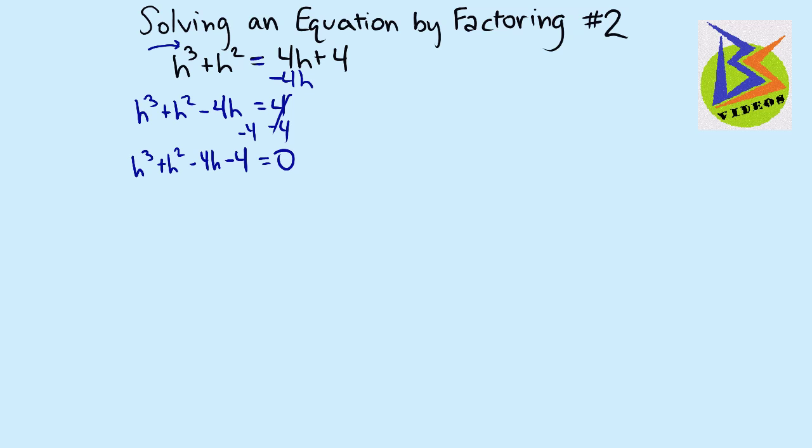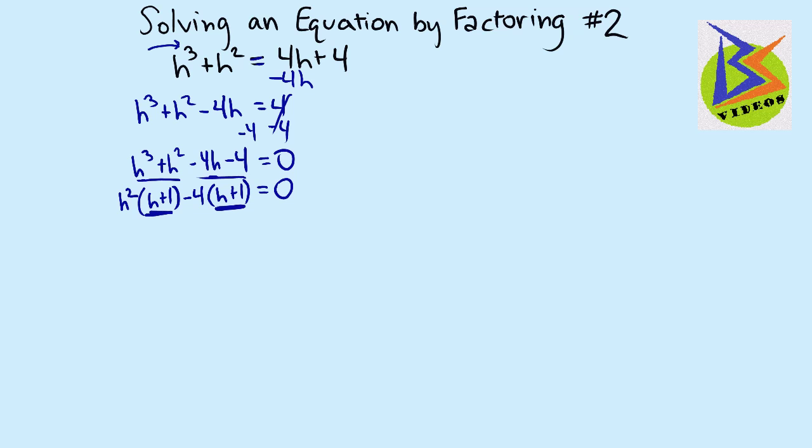Now what we need to do, since we have 4 terms, it's not a trinomial. We see that it's not a difference of squares because we have 4 terms. So what we're going to do is group. And so what we see is our greatest common factor here is an h squared. So we're left with h plus 1. And since our h is positive here, we should probably look to make this h positive. So we're going to pull out a negative 4.